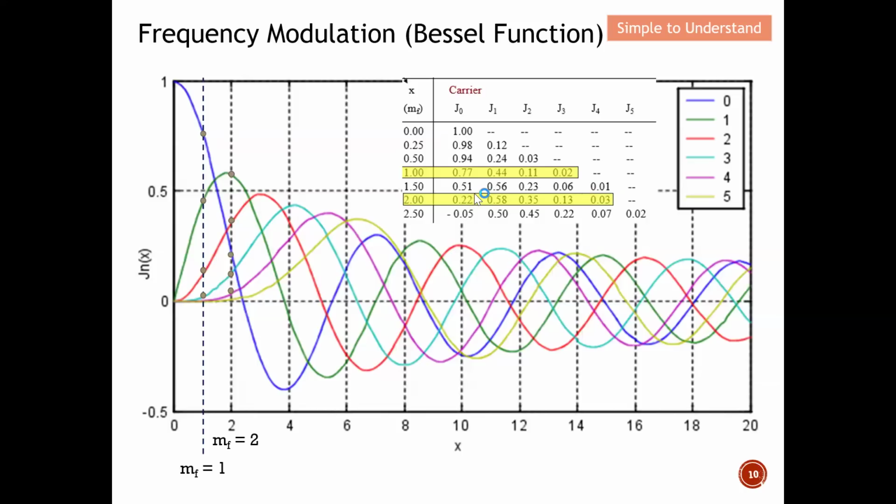So from here you can see the number of sets that are significant. Anything that is less than 0.01, I will ignore. From here, you can obtain the number of sets of significant frequencies that contribute to the calculation of the bandwidth of the frequency modulated signal.